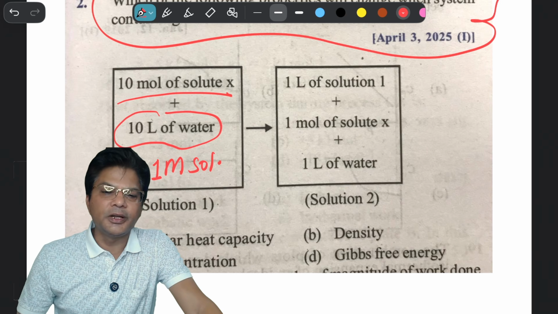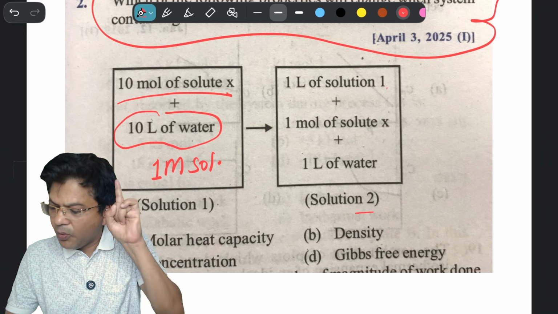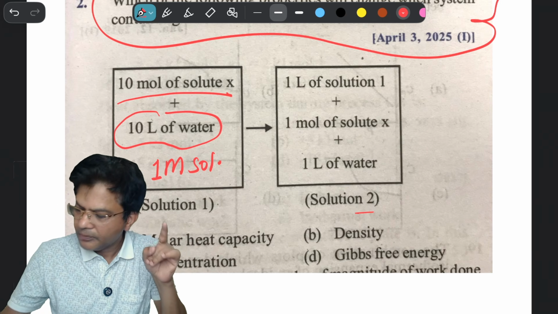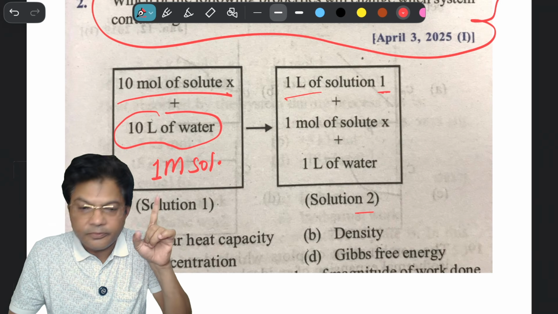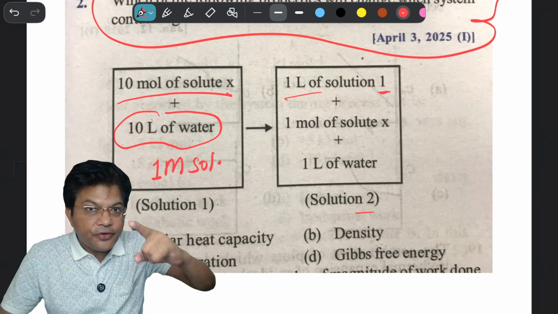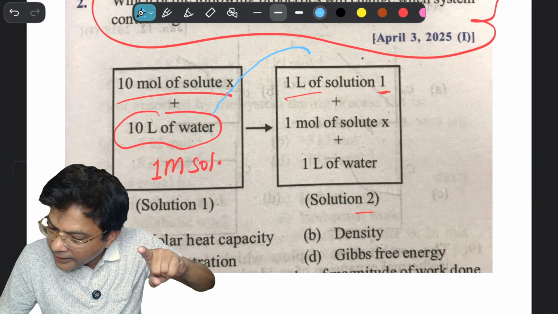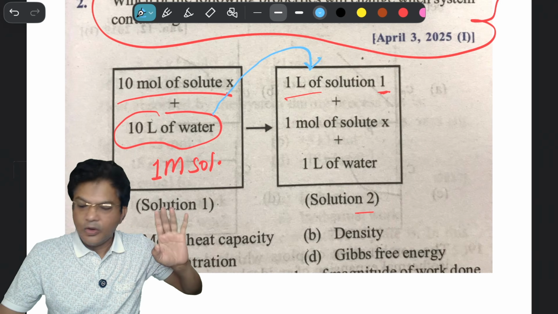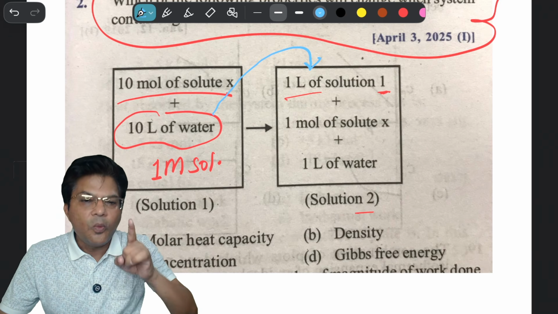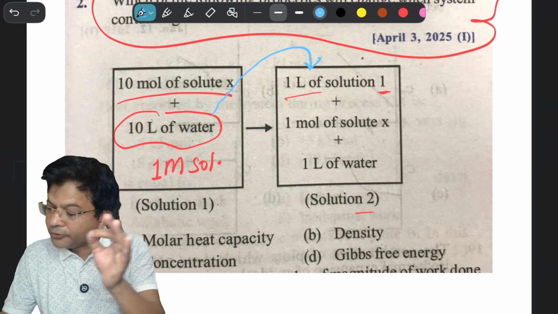Now solution number 2: 1 liter of solution 1. 1 means same, the solute is same. Why? 1 liter of solution 1. But see, from this solution, try to understand the question. From this solution, they have taken 1 liter. This is the meaning. From the first solution, they have taken 1 liter. See, 1 liter of solution 1 plus 1 mole of solute X.